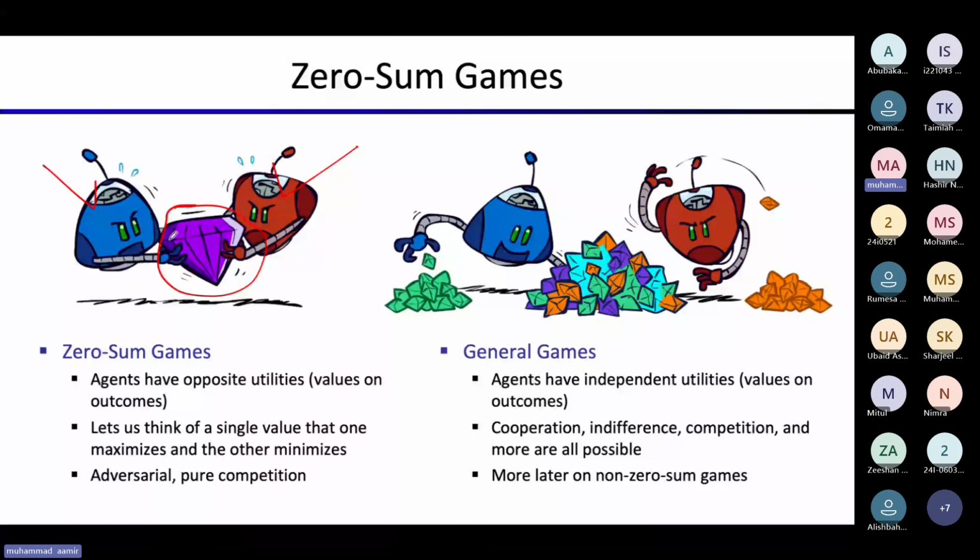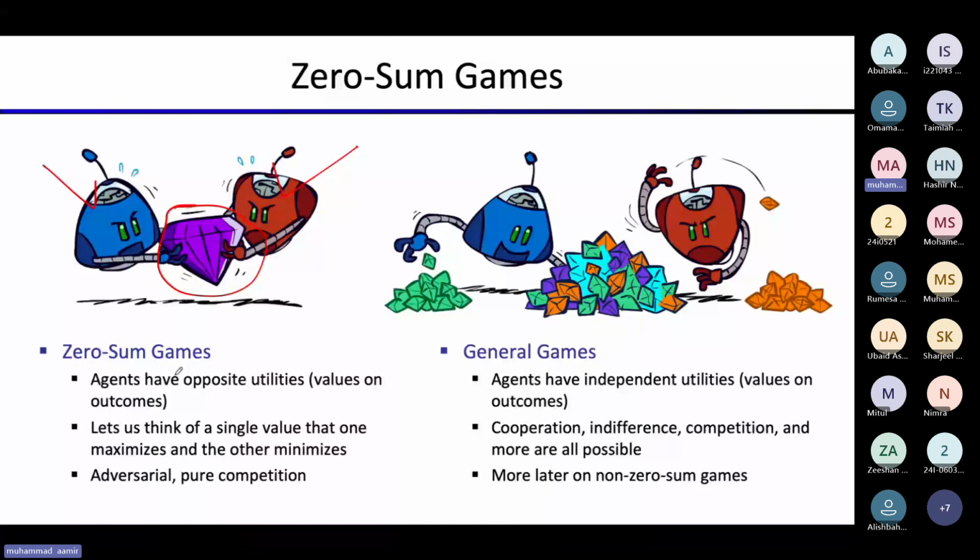So this is called a zero-sum game. When one body wins, the other body loses. If the other body wins, then the first body loses. Agents have opposite utilities, values on outcomes. Let us think of a single value that one maximizes and the other minimizes. What maximizes and minimizes mean, we will see in a couple of minutes. Adversarial and pure computation, these are the zero-sum games.